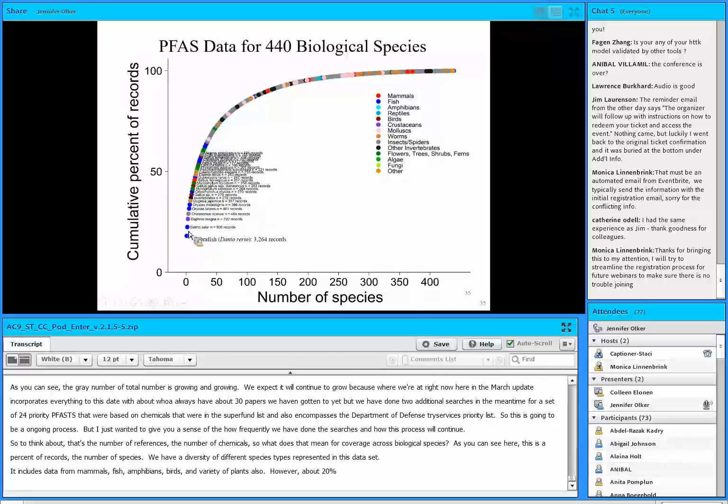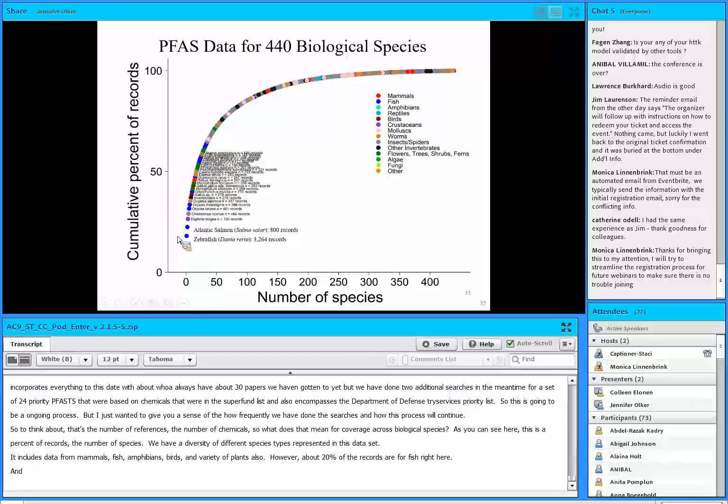And then the next most frequent species represented is the Atlantic salmon, followed by Daphnia magna, followed by Chironomus riparius. So a lot of different species, but only a few represent almost 30% of the records in ECOTOX.